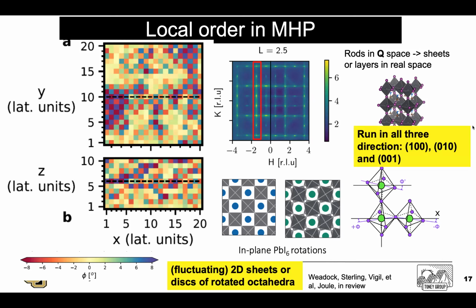And of course, because of cubic symmetry, these can run in any of the three equivalent crystallographic directions. So as I said, we see these 2D sheets, or pancakes, of rotated octahedra. What I'm going to show you now is how much this fluctuates.